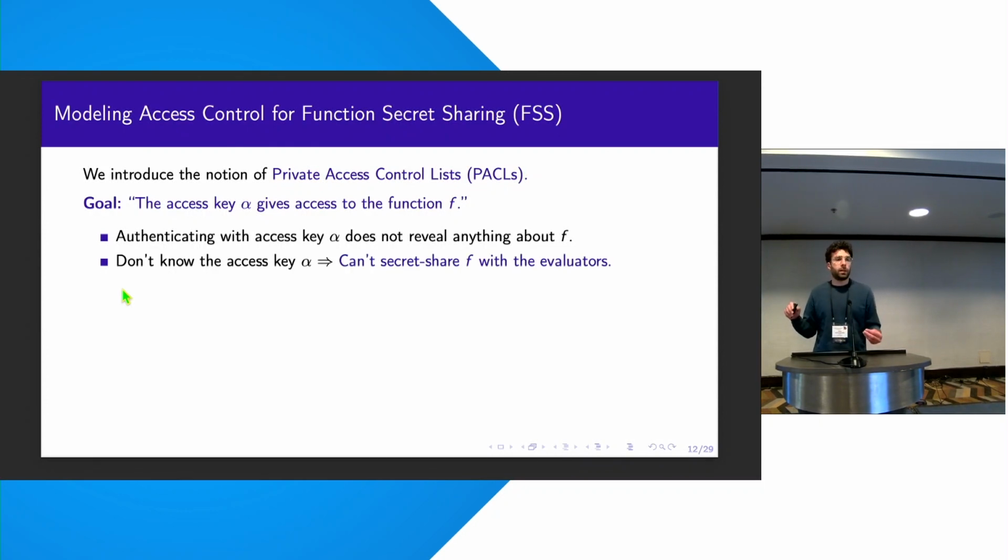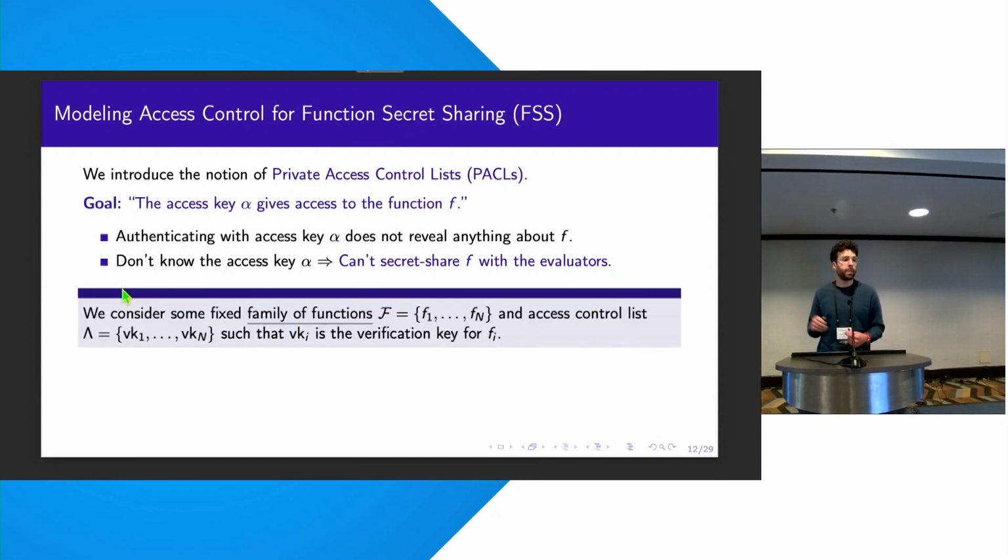And so if you don't know the access key alpha, you shouldn't be able to secret-share f with the evaluators. Of course, because in FSS we won't have one function, instead we have a family of functions. We'll also have a list of access keys, VK1 through VKN, and I'll call this the access control list, such that each verification key i is associated with the function i in the family of functions.